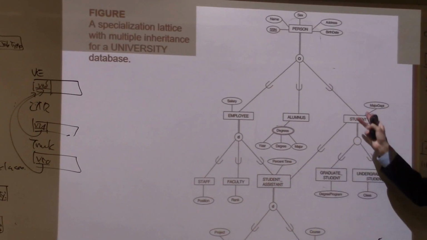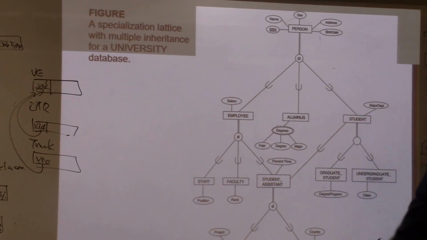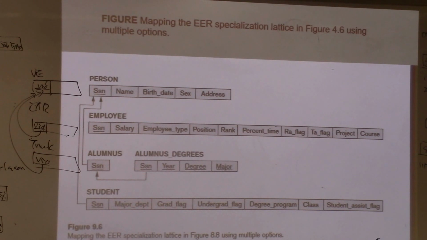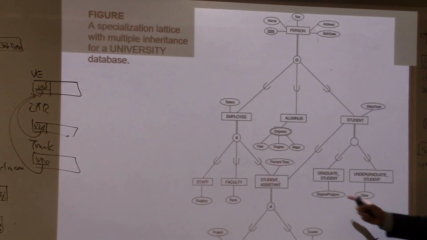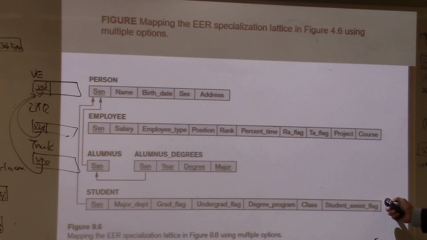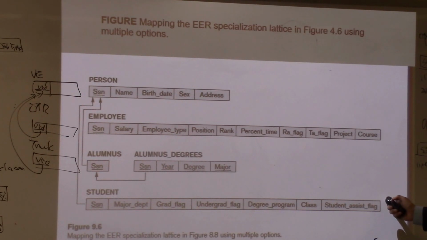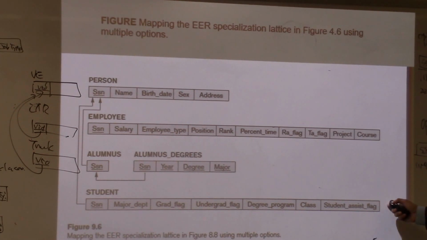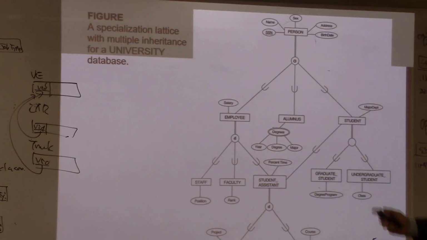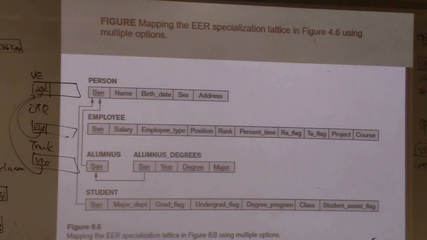Student assistant. This is also a super subclass. Last option. Yes, 1. Unfortunately, there's no specific. It's a percent time. Yes, there's a percent time. So it should go at the end, right? Yeah, I think the percent time should be added here. So this, the attribute is not added. It's a mistake.